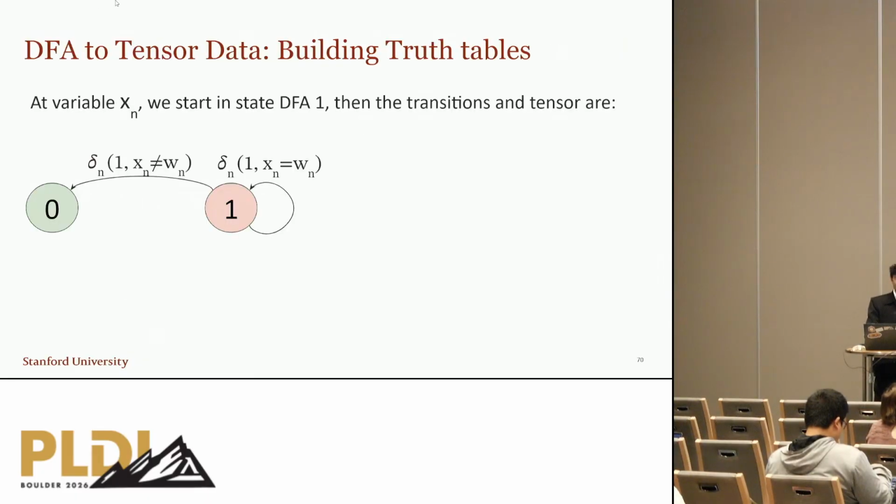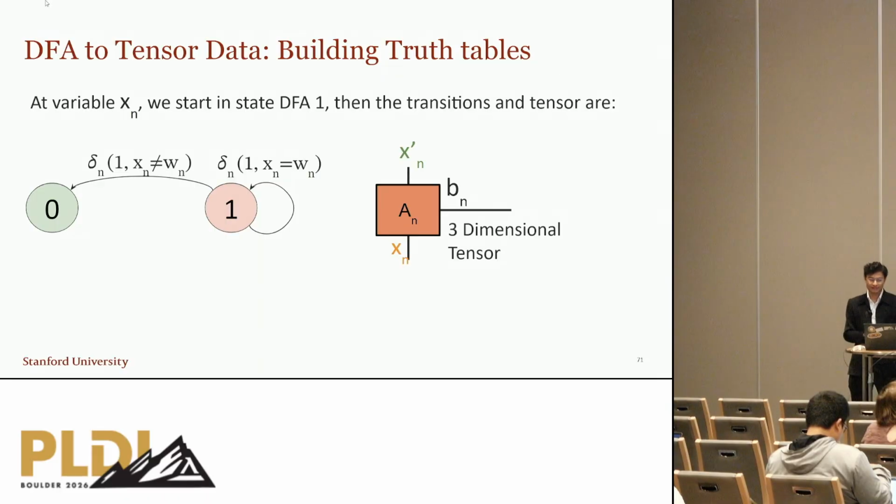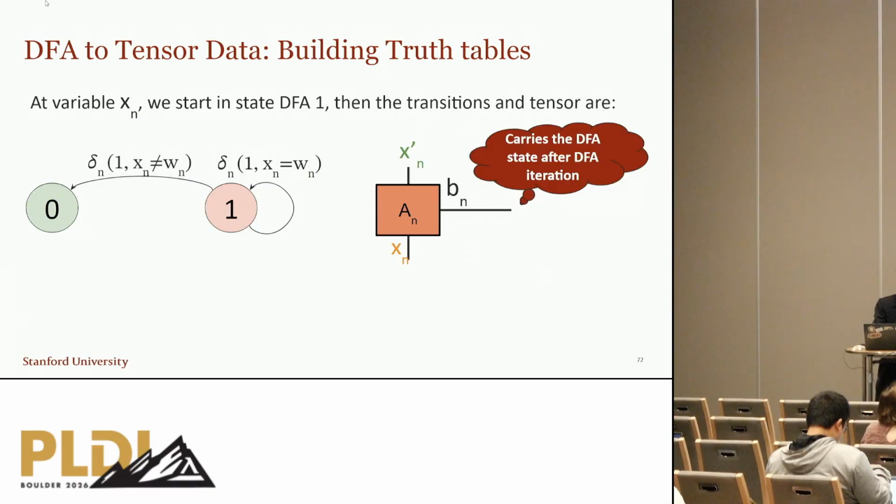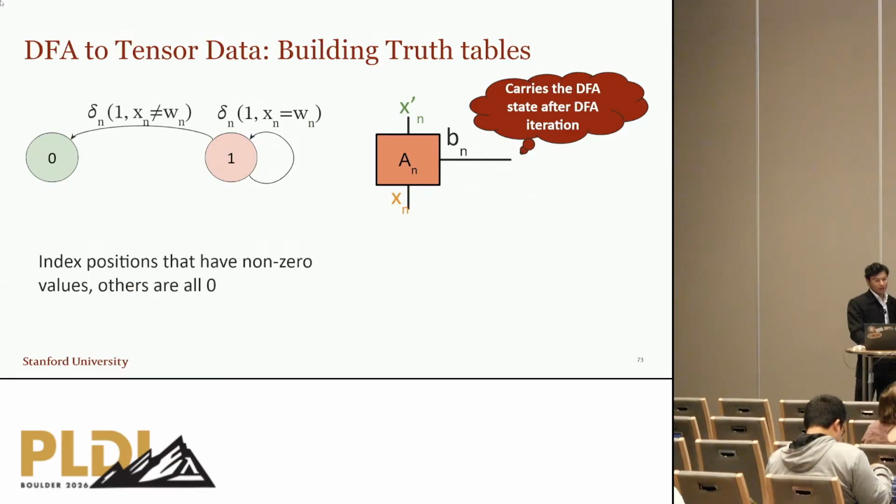Now, how does a tensor come out of it? Well, at any variable, let's take the first variable for this. We have some types of transitions that are valid on your DFA. We'll start in state 1, so there's these two types of transitions. I'll build this three-dimensional tensor where there's this index bn that carries the DFA state after the current iteration will complete.